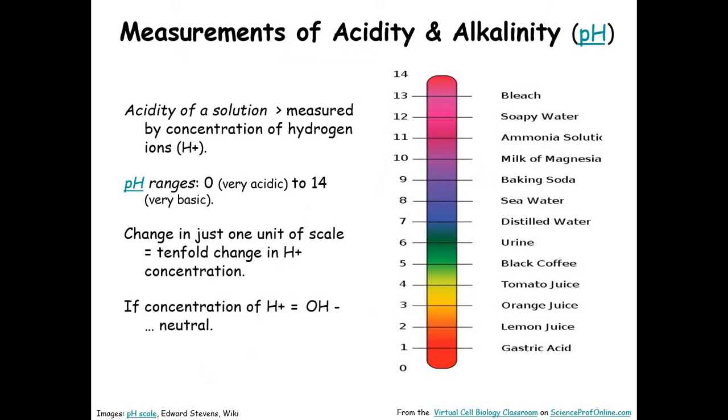So here, we have the pH. As you know, pH determines the acidity and alkalinity. Alkalinity or the basicity of a substance. So, the acidity of a solution is measured by the concentration of hydrogen ions.